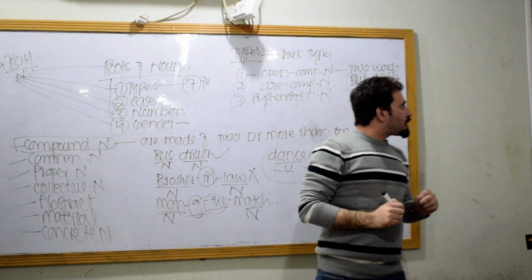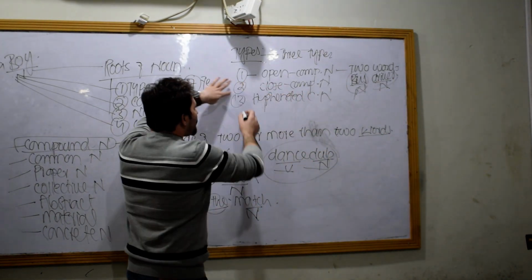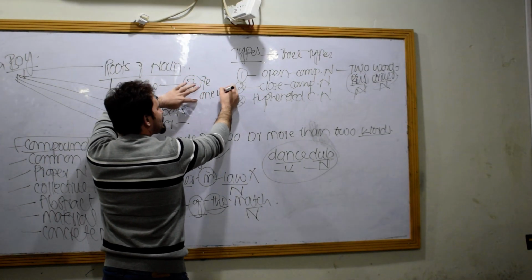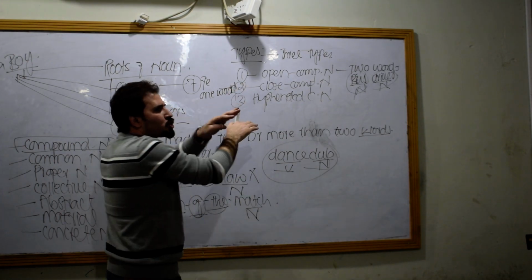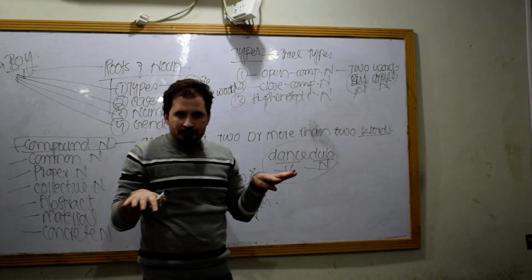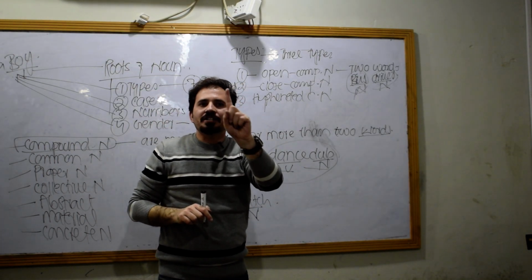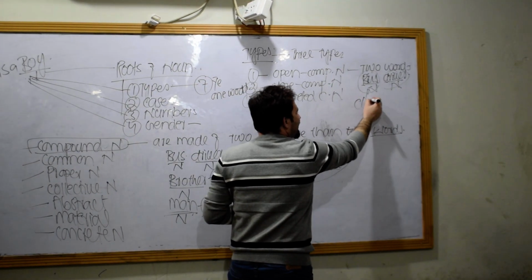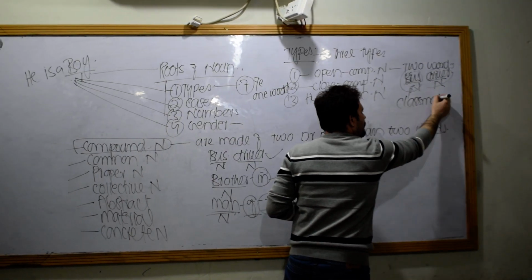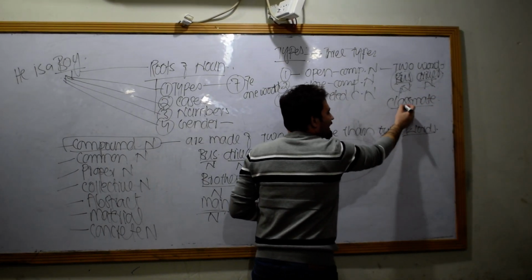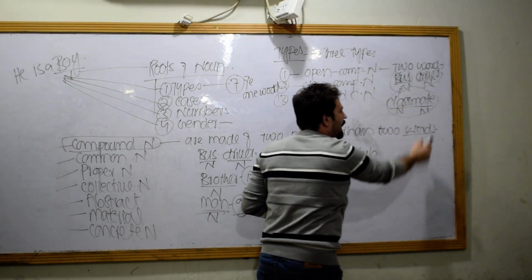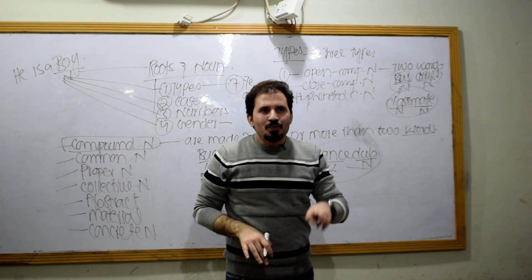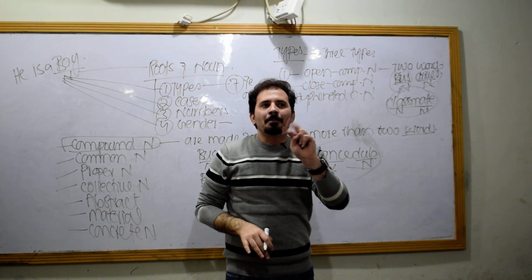Close compound noun. What are close compound nouns? Close compound nouns are those nouns that are spelled as one word. How many words? One word. There is no space between the nouns. It would be spelled as a single word. For example, if I say classmate. Can you people see? Class is a noun, mate is a noun, two words are here, but there is no space between the two nouns. Are you getting it? So we call it what? We call it close compound noun.